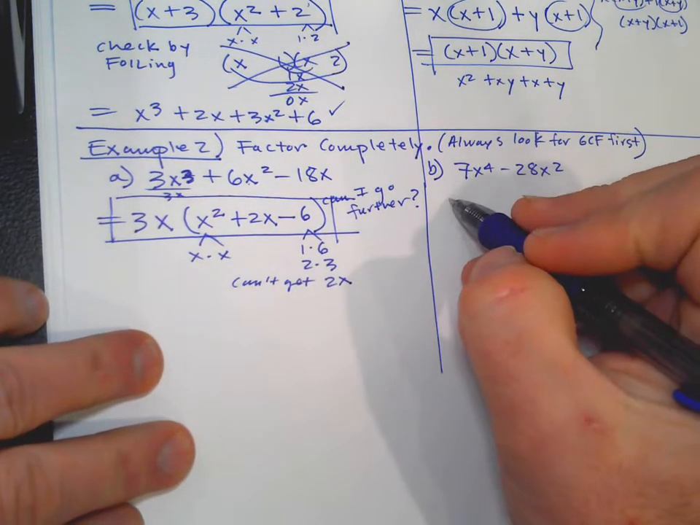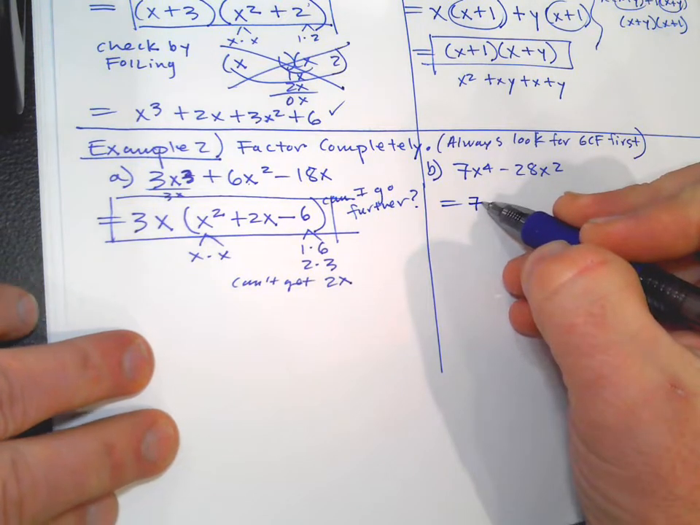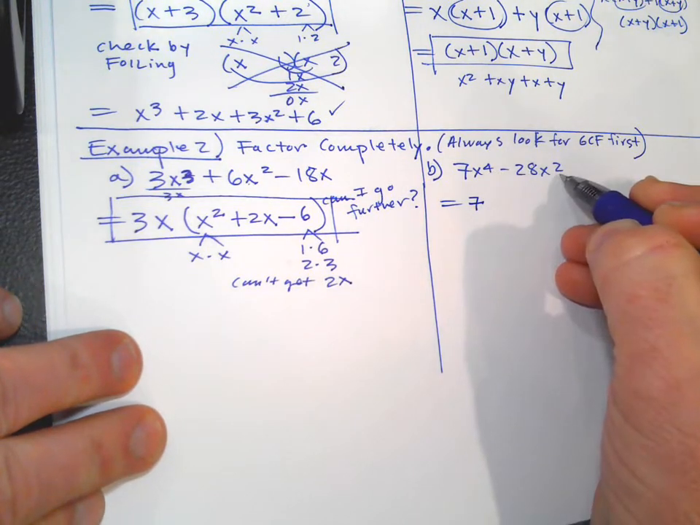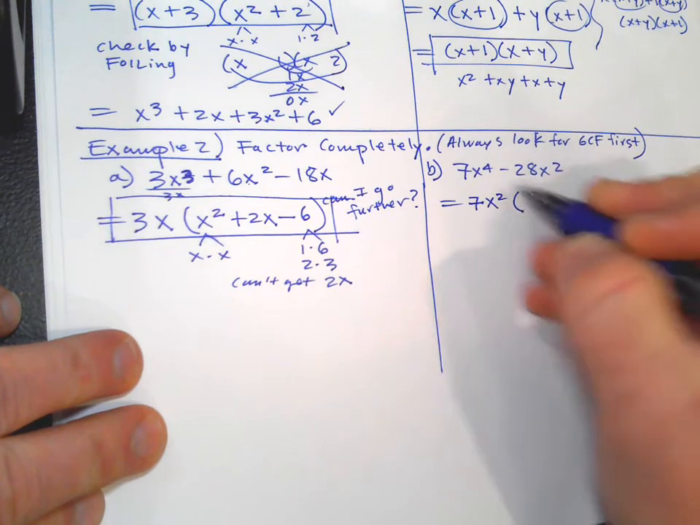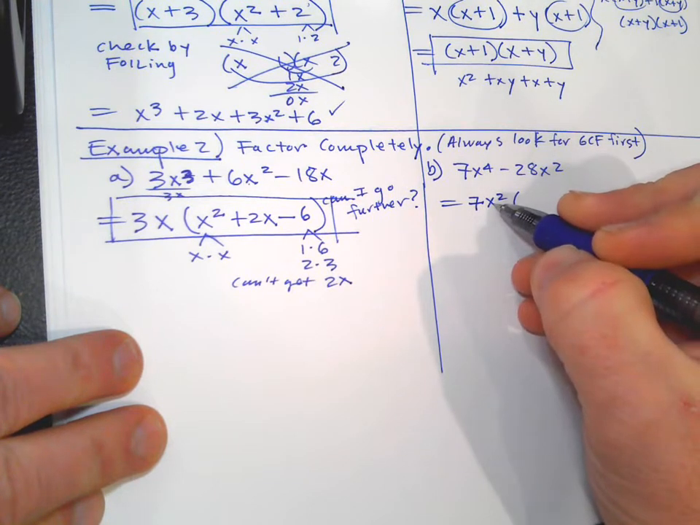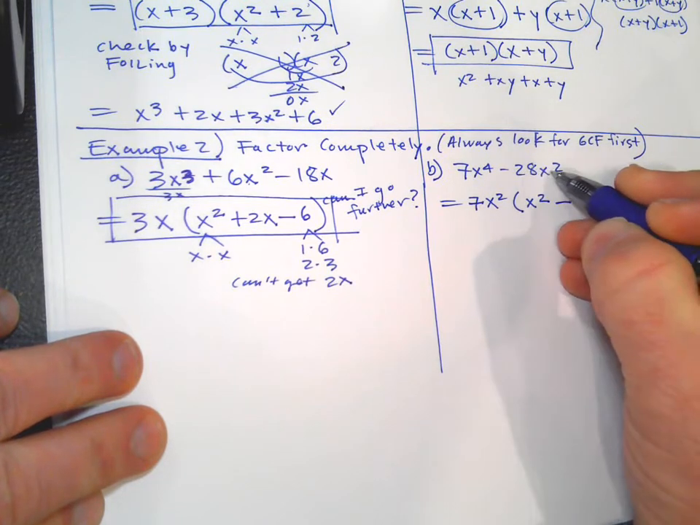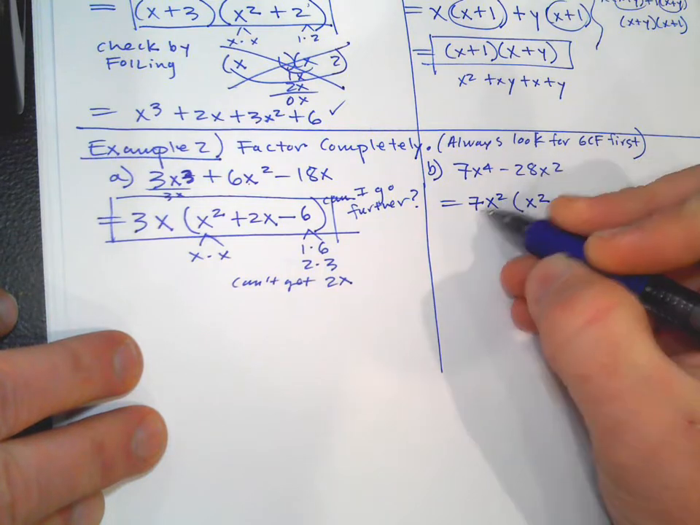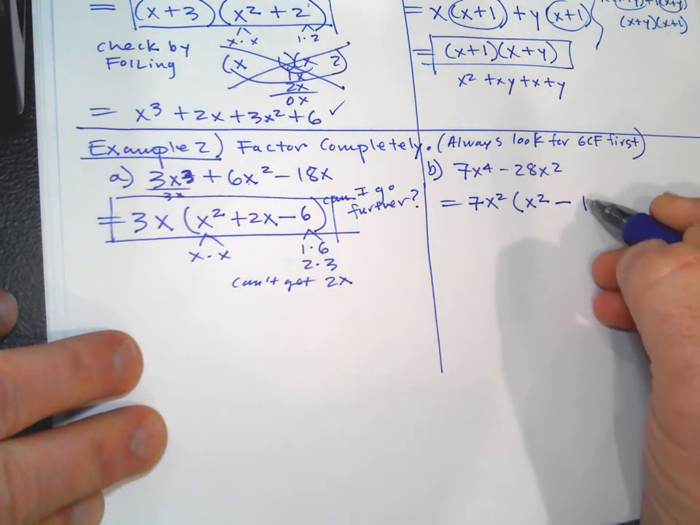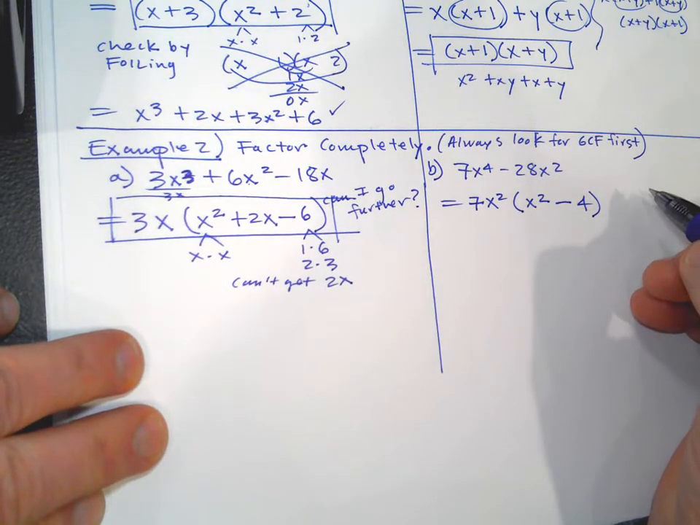Okay, next one. GCF 7, I can take 7 out. Right? x to the fourth, x squared. I can take x squared out. Now, if I divide these out, 7x to the fourth divided by 7x squared is x squared, minus 28x squared divided by 7x squared. x squared is canceled. 28 divided by 7 is 4. Okay? Can I go further?